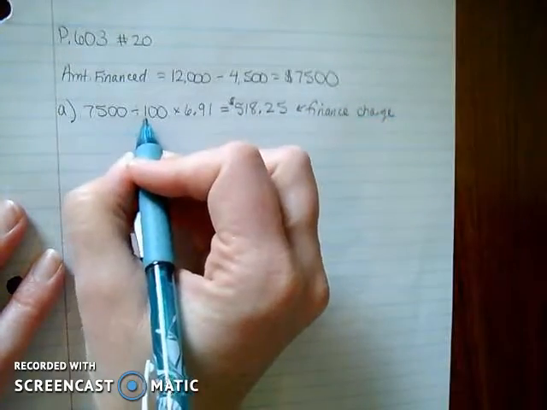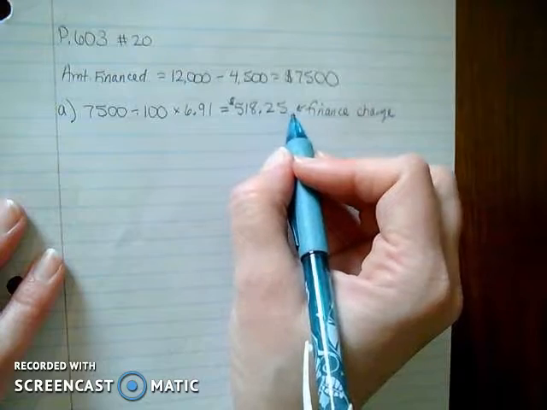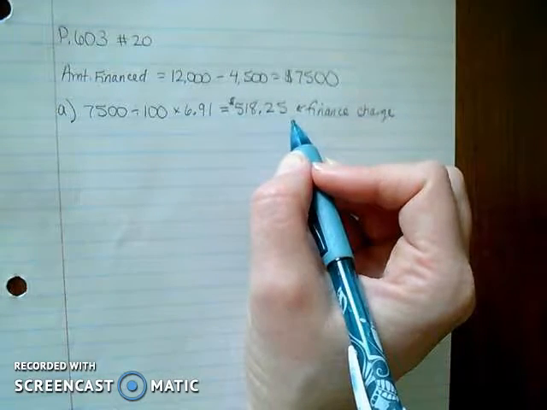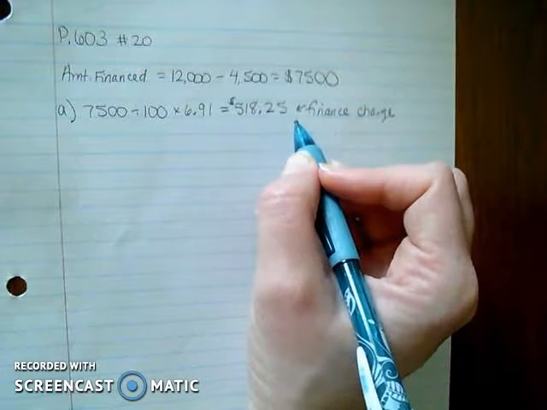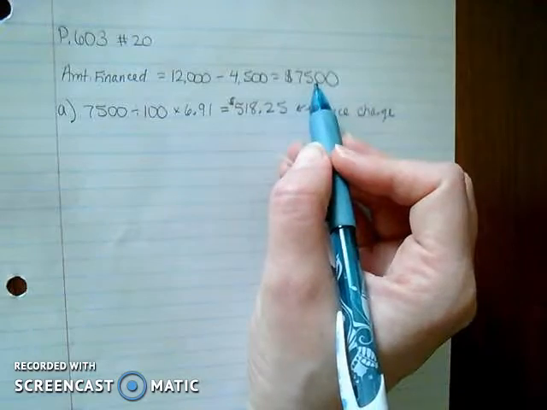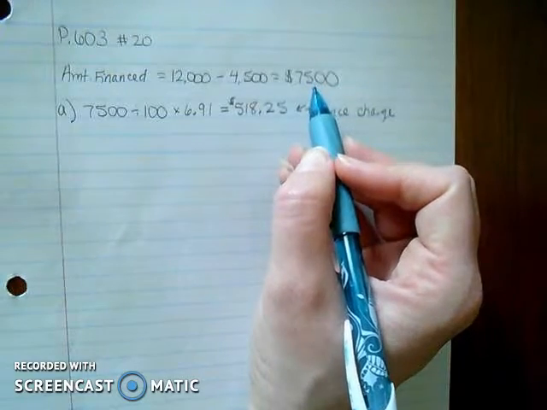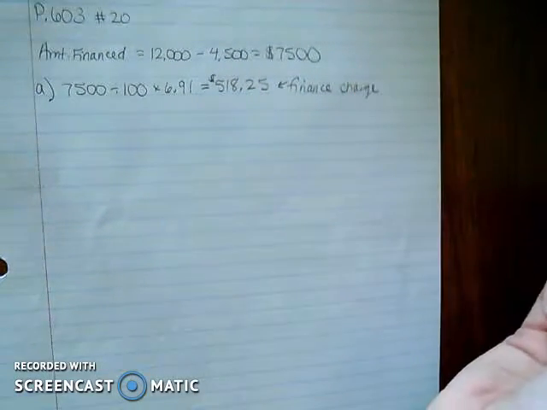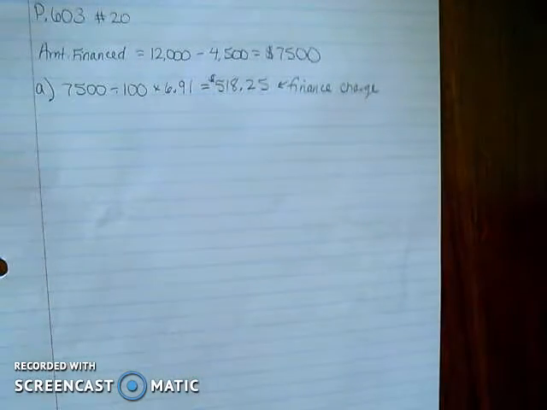If you forget to divide this by 100, that's going to move this over twice. So your finance charge would be $51,825. If you have to pay over $51,000 of interest on a $7,500 loan, something's wrong. All right, so make sure your answers make sense when you go through and do this. All right, so the finance charge was $518.25.